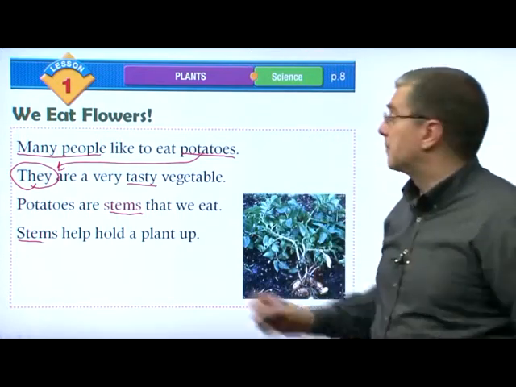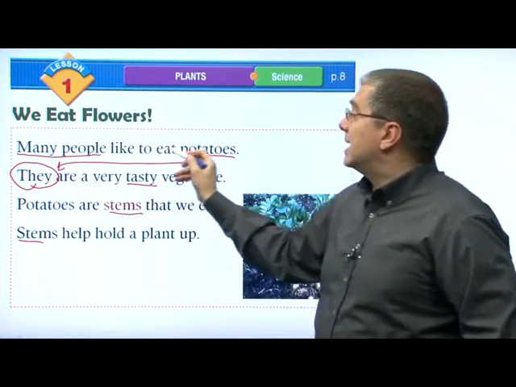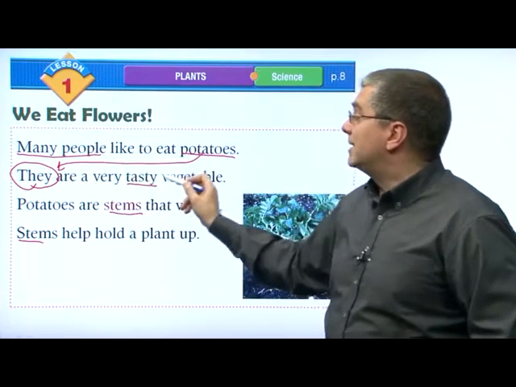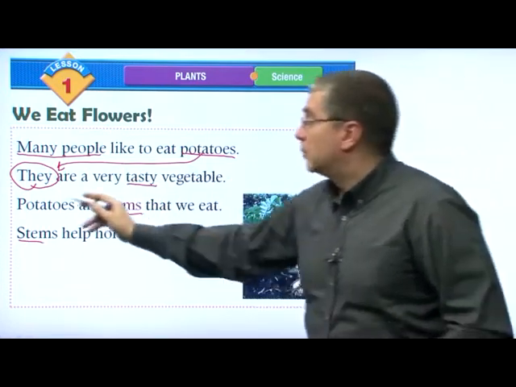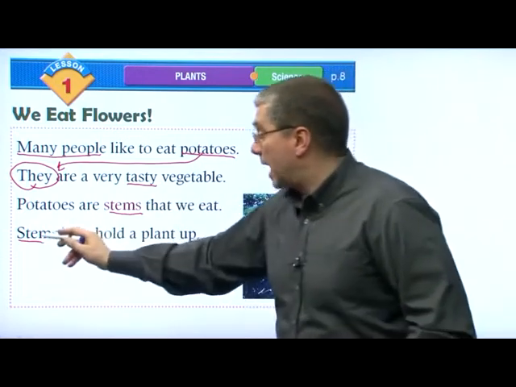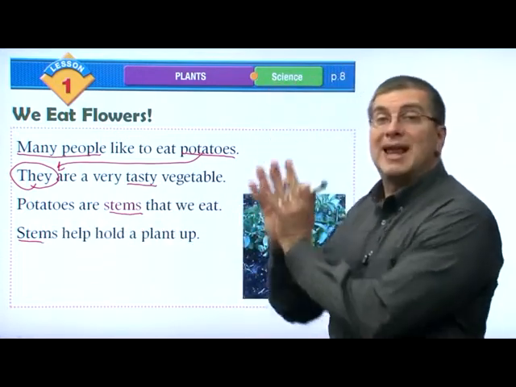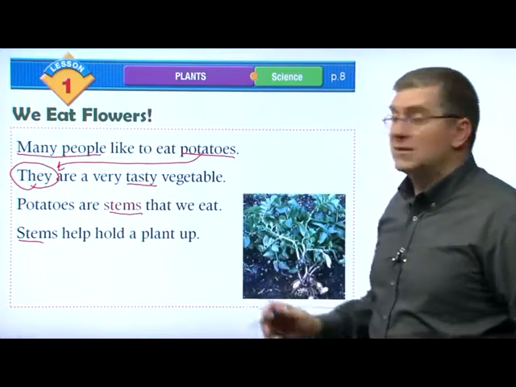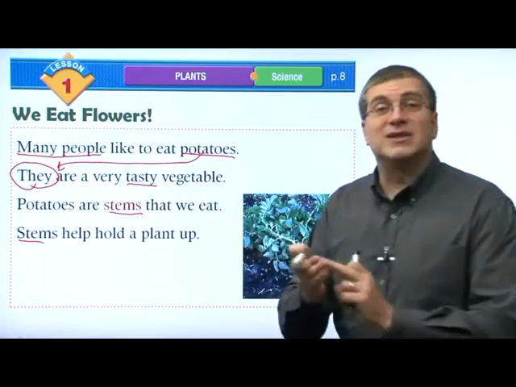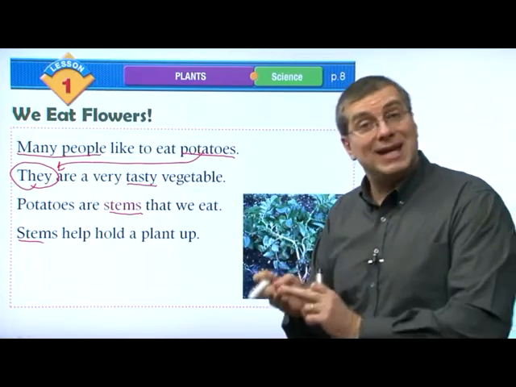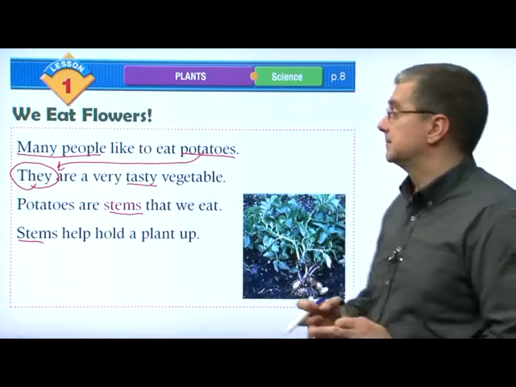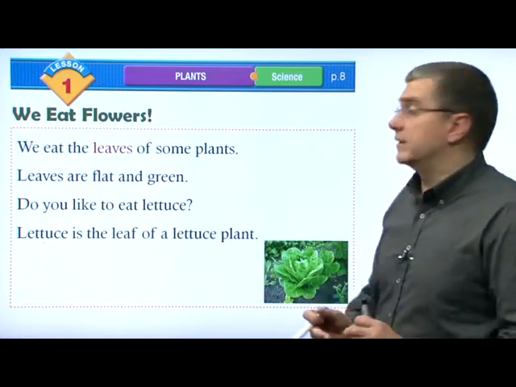Let's do one more time. Many people like to eat potatoes. They are a very tasty vegetable. Potatoes are stems that we eat. Stems help hold a plant up. So we can see before, carrots are roots. We eat roots. Here we have stems, potatoes. So we eat stems of other plants. For example, potatoes.